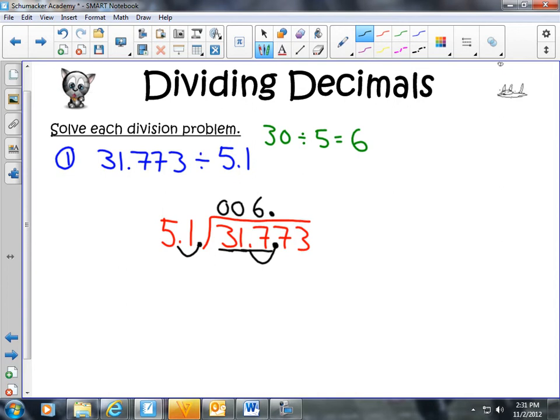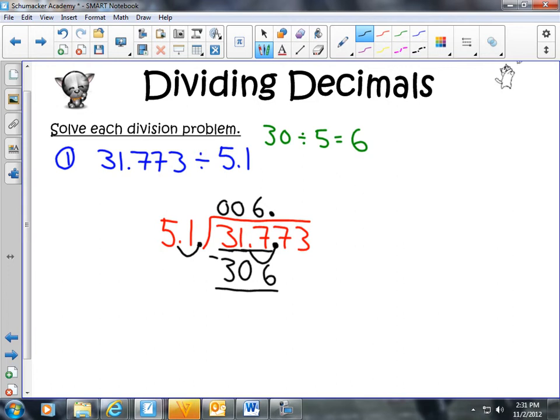So 6 times 1 is 6. And then 6 times 5 is 30. Oh, we picked the right number. So now I'm going to go ahead and subtract. So you first divide 317 by 51. Then I'm going to multiply. And then I'm going to subtract and then bring down.